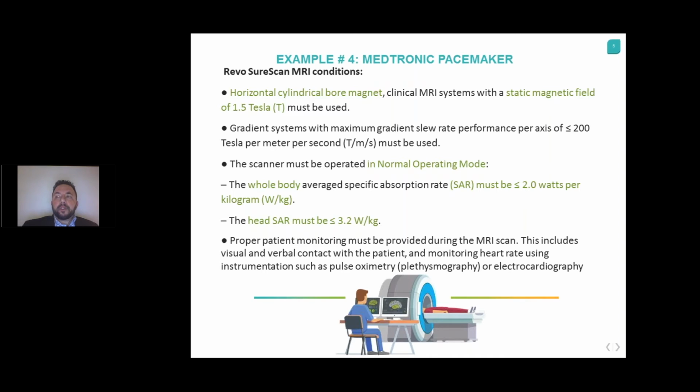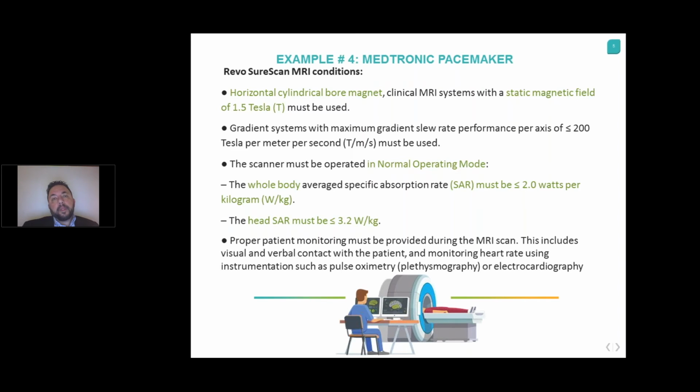Additional manufacturer guidelines state that proper patient monitoring must be provided during the MR scan. This includes visual and verbal contact, as well as pulse ox or ECG waveform tracing to ensure that there's no ill effect to this patient's implanted MRI conditional MR pacemaker. So these are examples of clinically researching and applying the management of SAR with some of today's implants in today's MR environment.